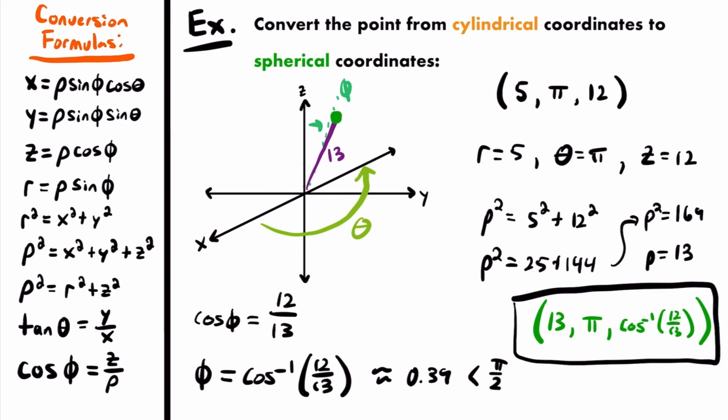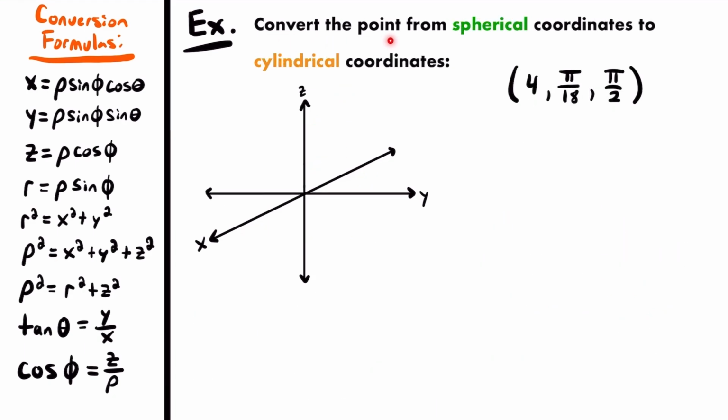Now let's do the reverse of that. Let's go from spherical to cylindrical. In this example, we want to convert the point from spherical coordinates to cylindrical coordinates, and our spherical coordinates are 4, pi divided by 18, and then pi divided by 2. So since these are spherical coordinates, we know that the first coordinate is rho, so rho equals 4. Then the second coordinate is theta, theta equals pi divided by 18. And then the last coordinate is phi, so phi equals pi divided by 2. All right, so we've been given rho, theta, and phi, and we want to find r, theta, and z.